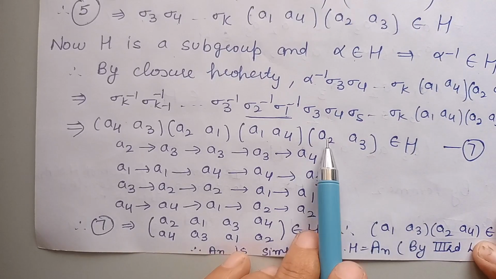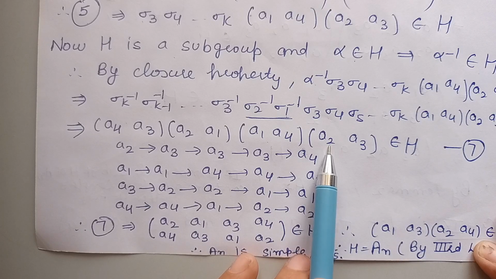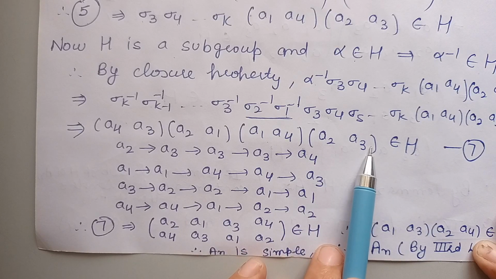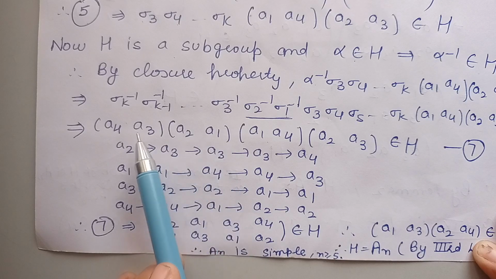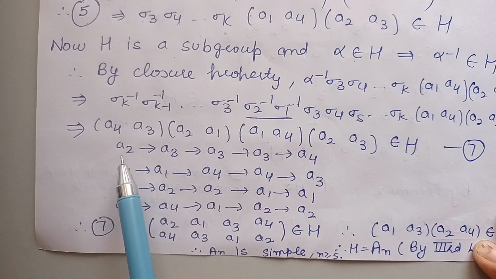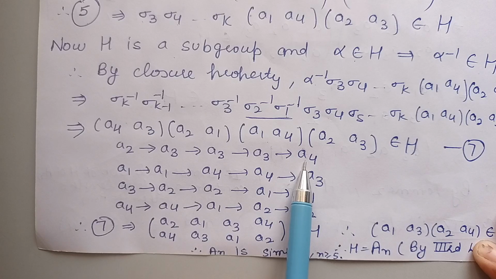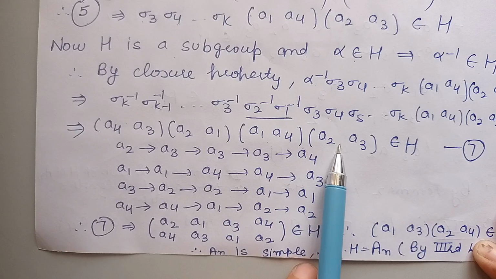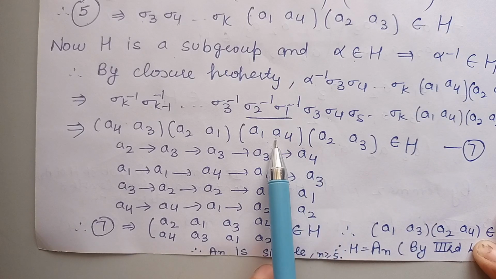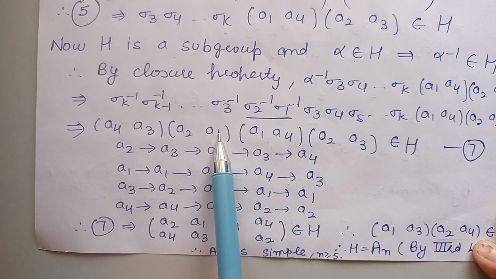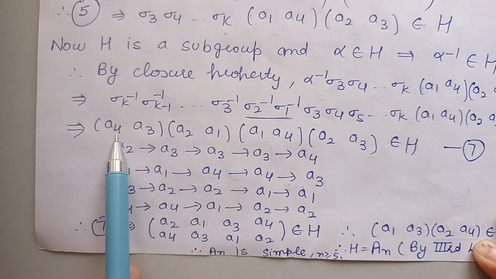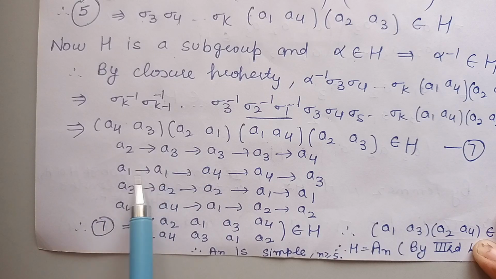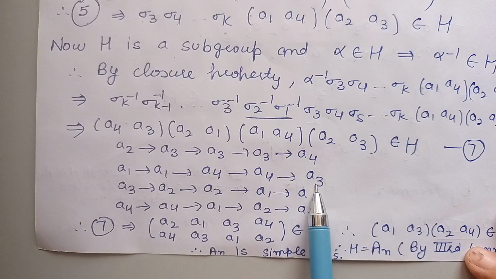Now find the product of these 4 cycles. Here you can see A2 goes to A3, here A3 goes to A3, here also A3 goes to A3, here A3 goes to A4. So finally A2 goes to A4. In the same way here A1 goes to A1, and here A1 goes to A4, here A4 goes to A4, and here A4 goes to A3. So finally A1 goes to A3.